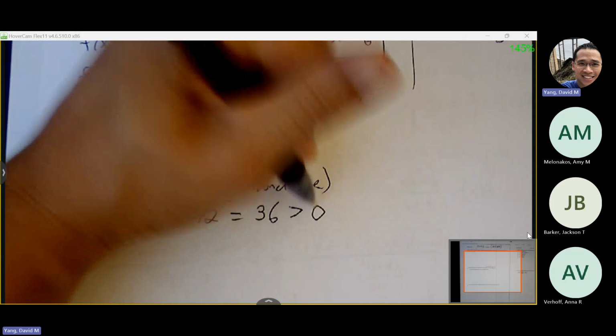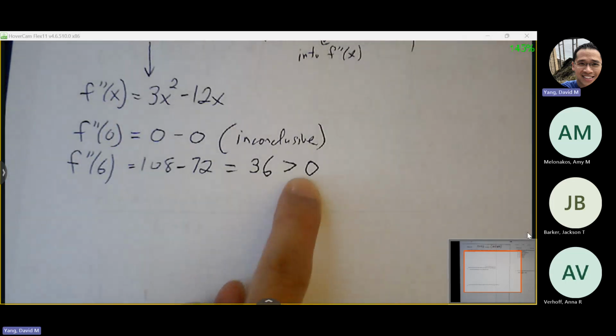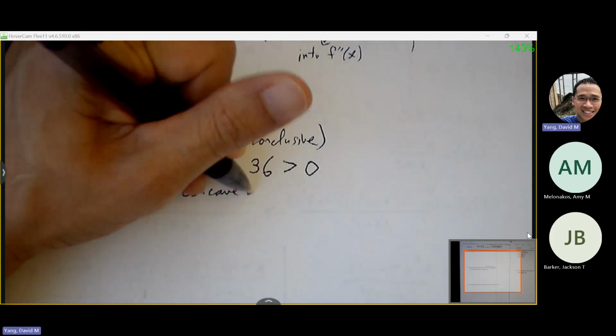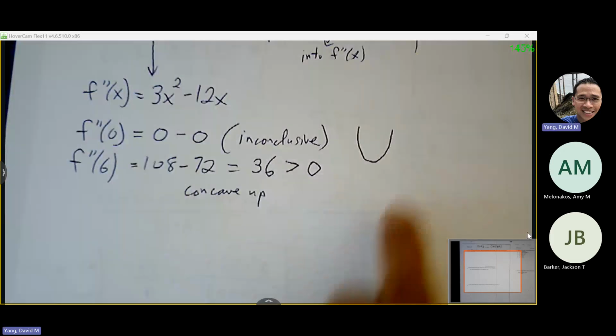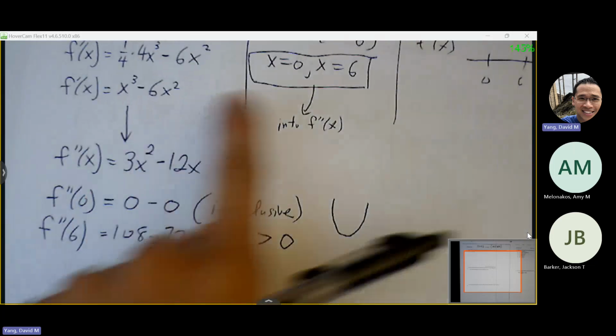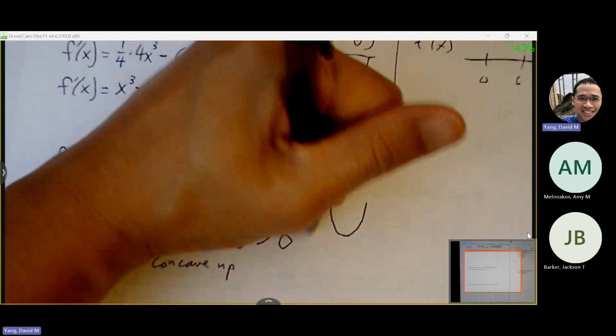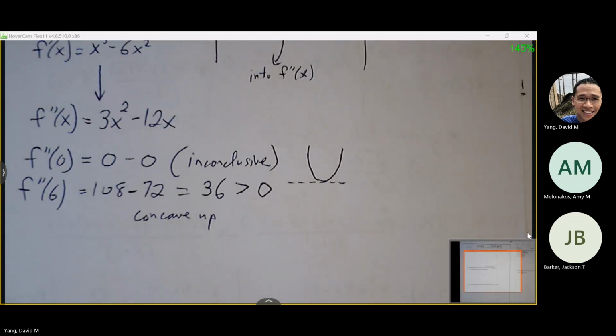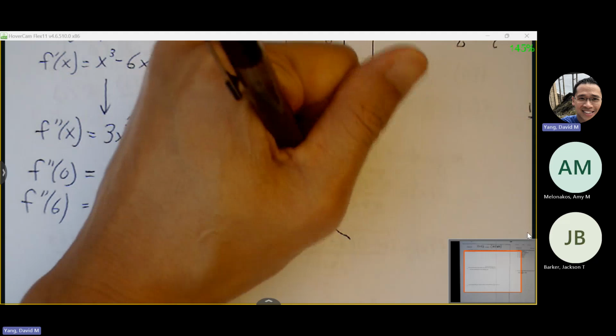Right, because this is positive, right? Positive means this is part of a concave up graph. And then my graph is concave up. And I know that this is coming from a place where there's a slope 0. We know there must be a relative minimum here.